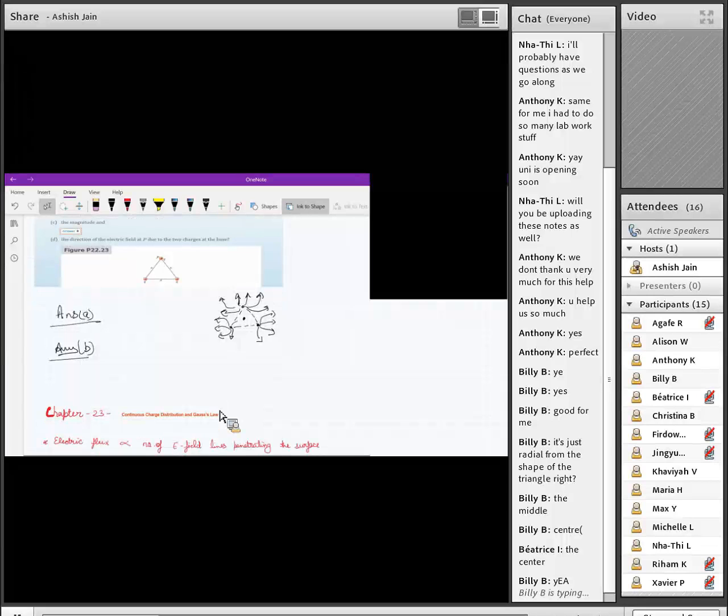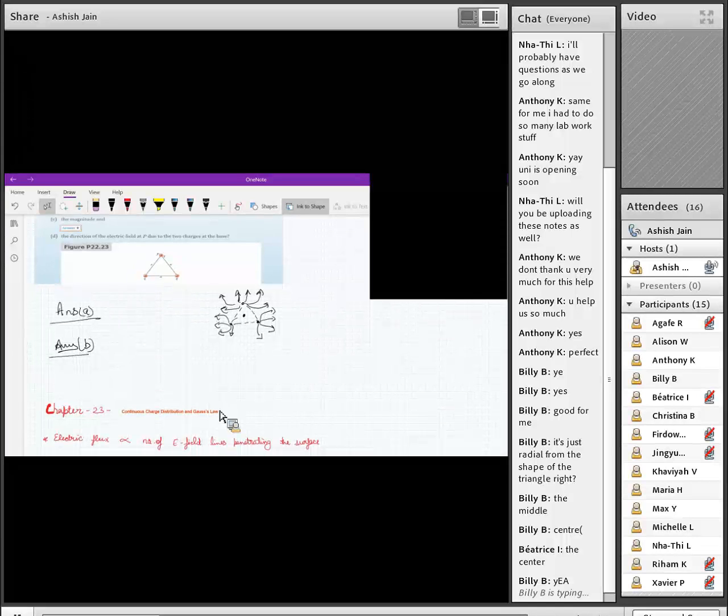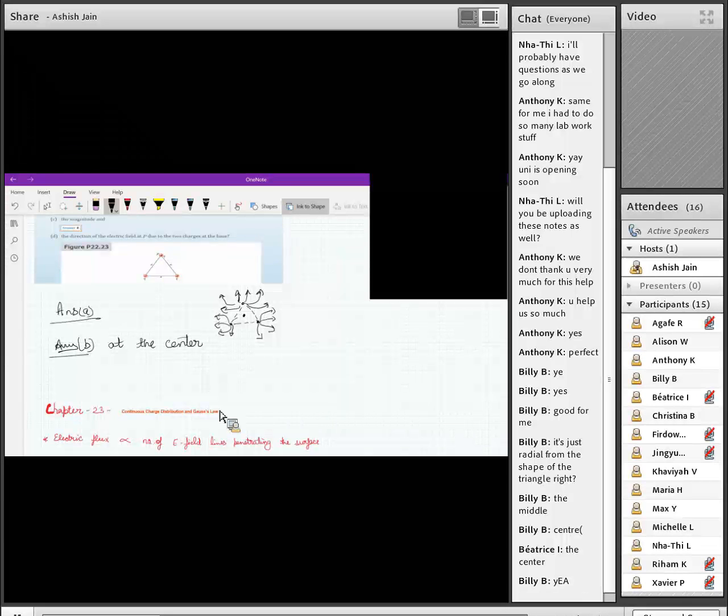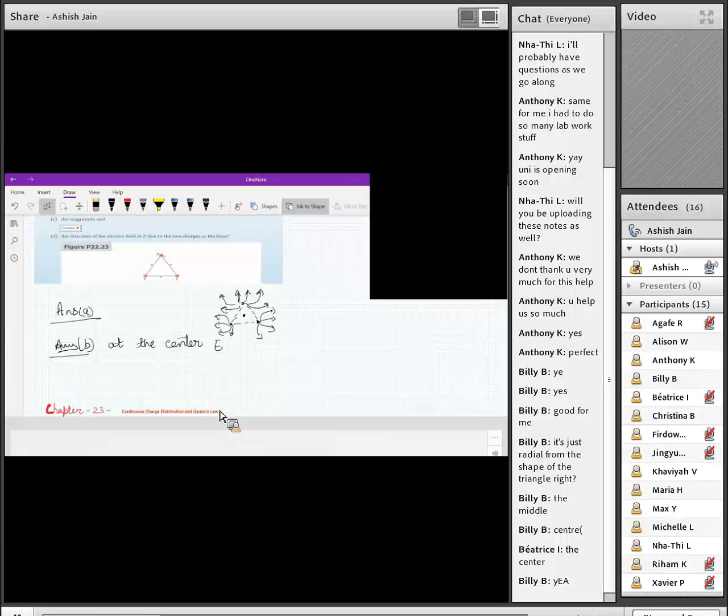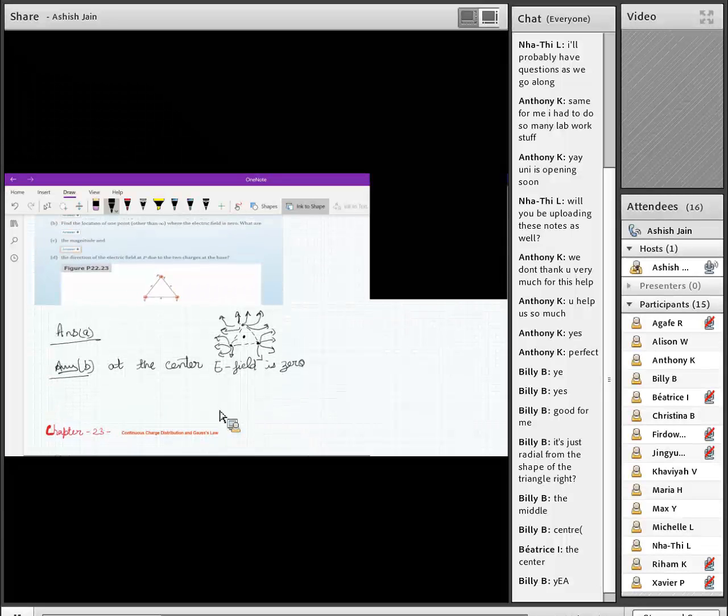Perfect. Okay, I'm waiting for your comment. Okay, perfect. Let's go. So at the center, you can prove this mathematically as well, or you can say by symmetry, at the center the E field is 0. Excellent. Let's go.